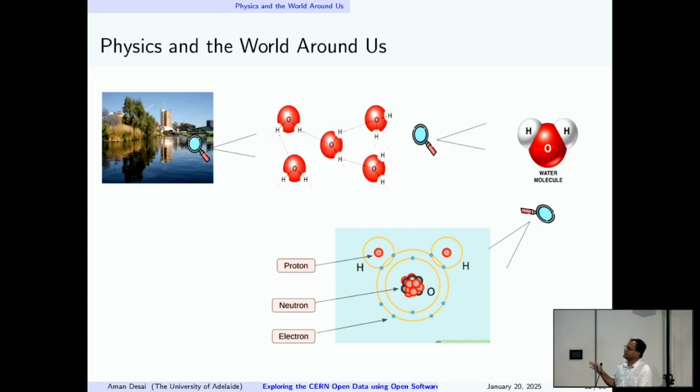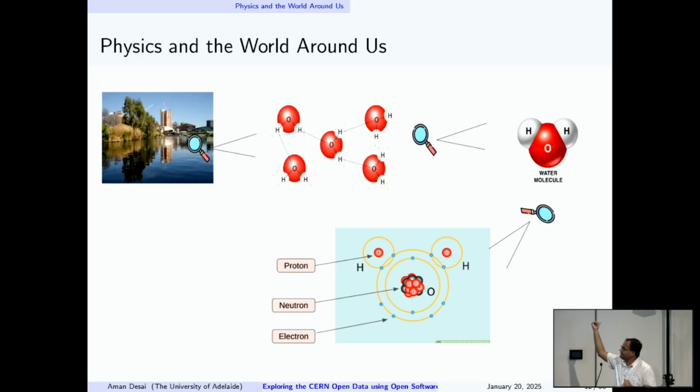So, physics and the world around us. I'll just briefly tell you what all this is about. This is Adelaide, and this is the river. If you magnify water, we get molecules of water, H2O. They are connected to each other. If we further magnify, we have a water molecule, H2O, with H and O. More magnification gives us protons, neutrons, as well as electrons.